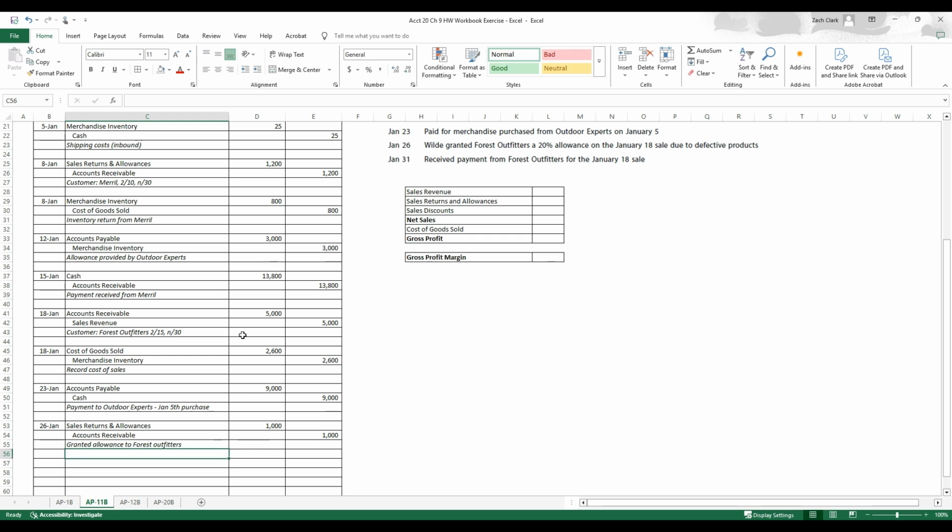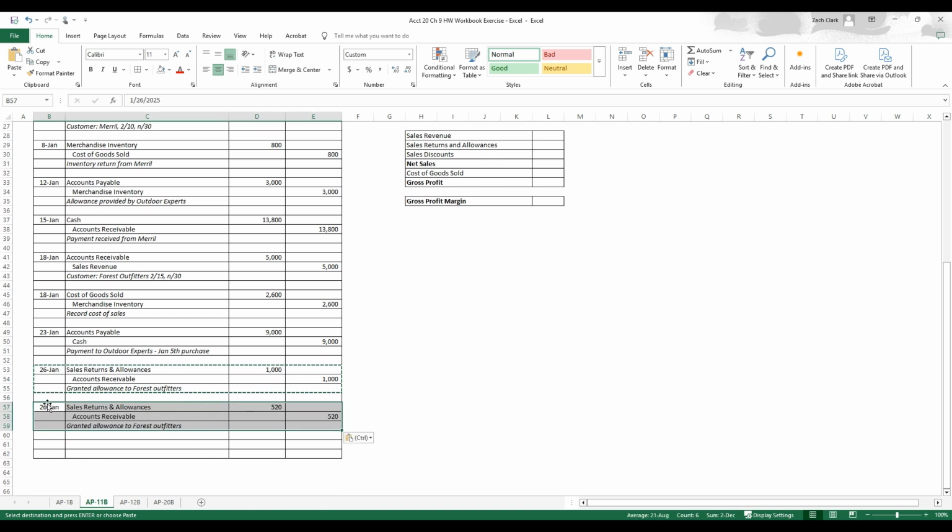And yeah, 20% of the 5,000. All right, so the last entry on the 31st says that we received payment from Forest Outfitters. So this is them paying us, and this is on the 31st. So we get cash coming in.